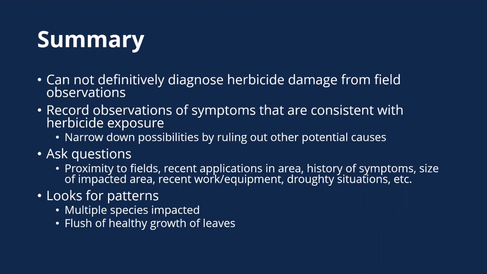Do that by asking questions. What's the proximity of the damage to fields? Have there been recent applications in the area? How long has the symptomology been on these trees? How big is the impacted area? Is there any recent work in the area? Any recent equipment? Is it a droughty situation, et cetera? Ask these questions, look around, try to find other causes, and by ruling them out, again, you're building up your confidence that what you're looking at actually is herbicide damage.